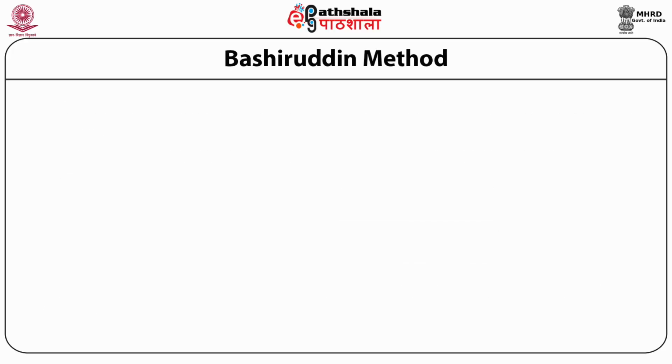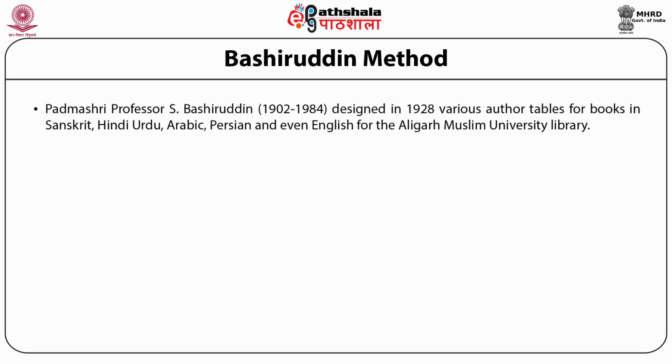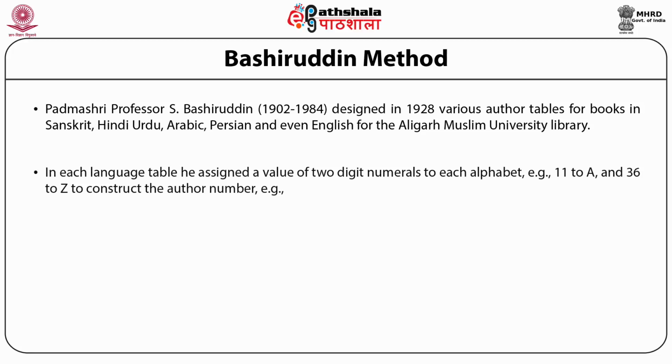Another method in India was designed by Padma Shri Professor S. Bashiruddin. He designed it in the year 1928 and designed for various languages, for example, Sanskrit, Hindi, Urdu, Arabic, Persian, and even English for the Aligarh Muslim University Library. In each language table, he assigned a value of 2-digit numerals to each alphabet. For example, 11 to A, 36 to Z.